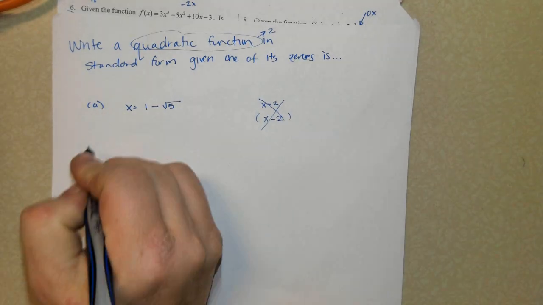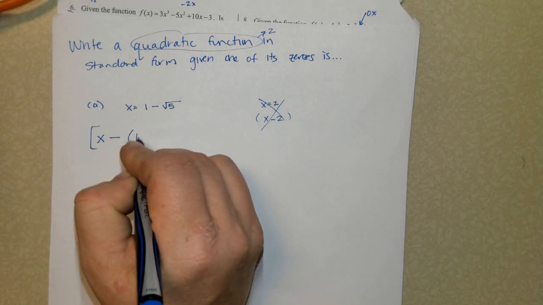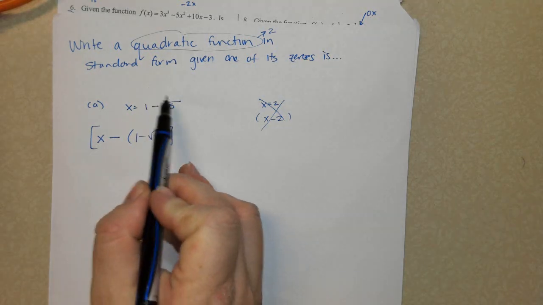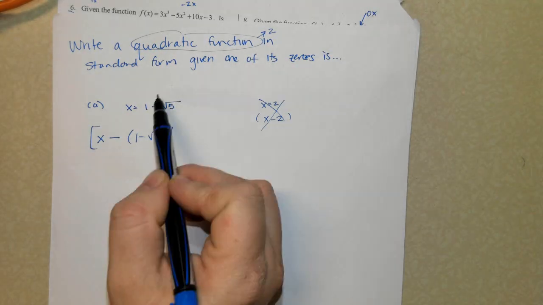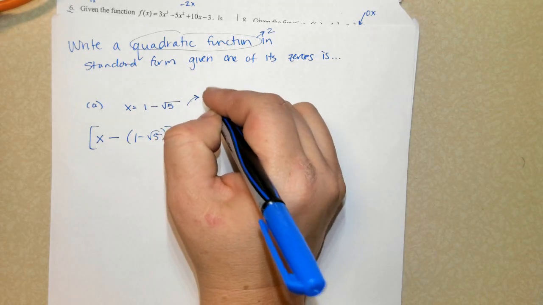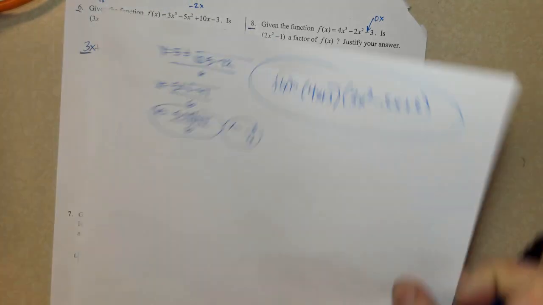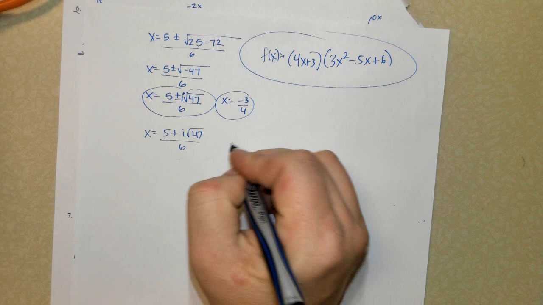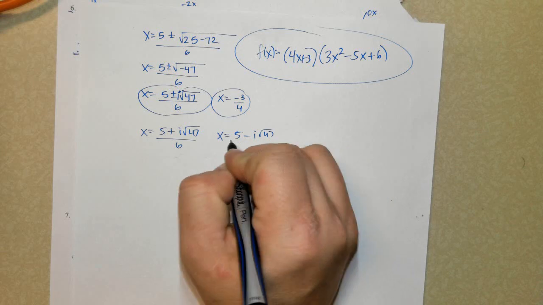So if this is a solution, I would write down x minus this quantity. Now, I can tell that I had to use the quadratic formula to solve this particular quadratic function. So if this is one part, I know the other part would be x equals 1 plus the square root of 5. I just want to demonstrate that. It is like if I told you x equals 5 plus i radical 47 over 6, guess what the other solution would be? x equals 5 minus i radical 47 over 6, okay?